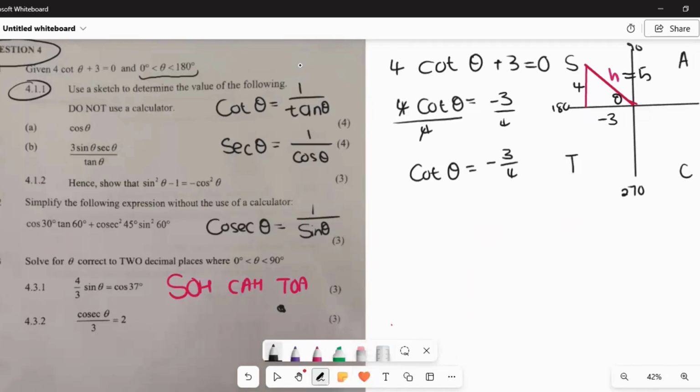And then now the first question there, they're saying we should determine cos theta. All right. Cos theta is adjacent over hypotenuse. So now looking here, our adjacent is how much? Our adjacent is negative 3 over our hypotenuse, which is 5.